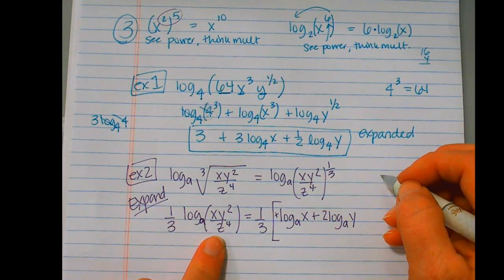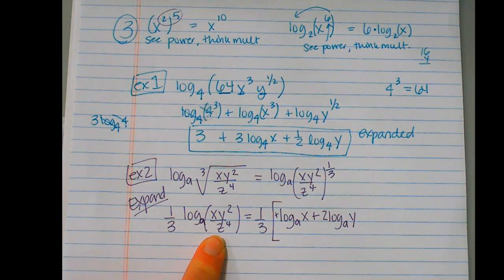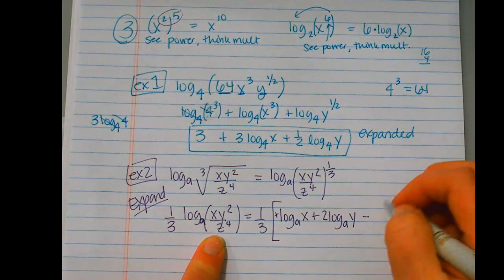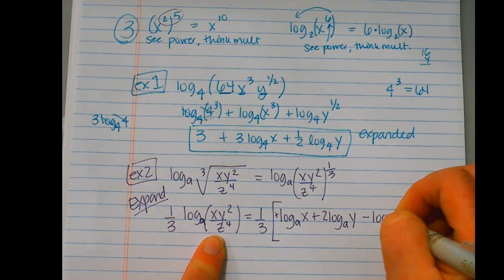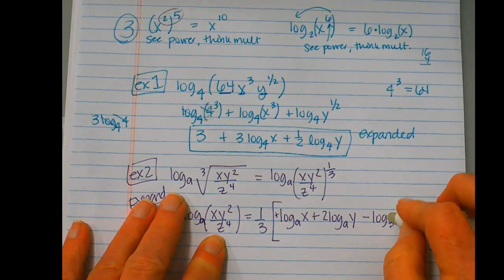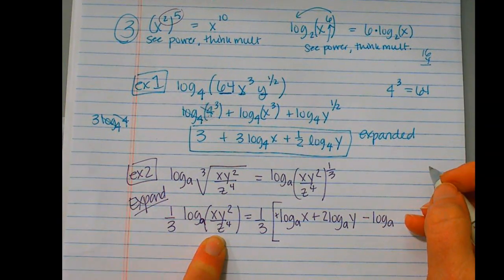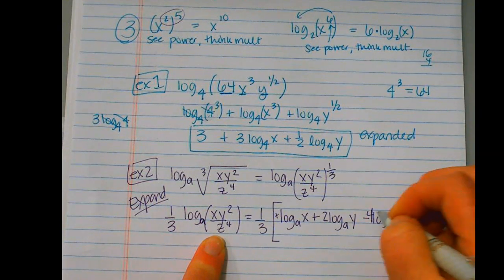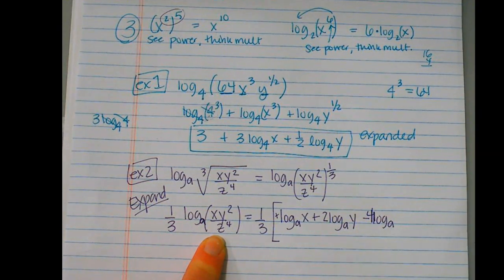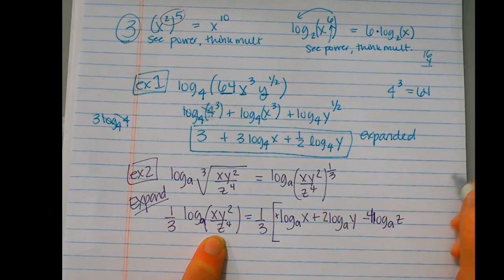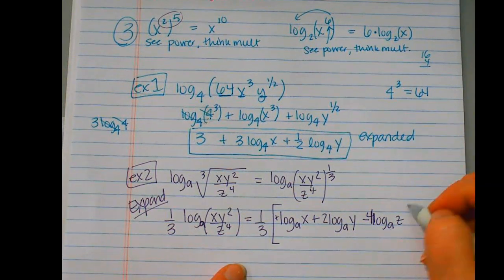And then since Z to the 4th is on the bottom, that means it's division. Division is subtraction with exponents. So I'm going to write log base 3. Oops, not 3. Sorry. Log base A. And then we're going to squeeze the 4 in there. Yep. So it's like, you didn't leave enough room. And then Z is the base. And then the end bracket.